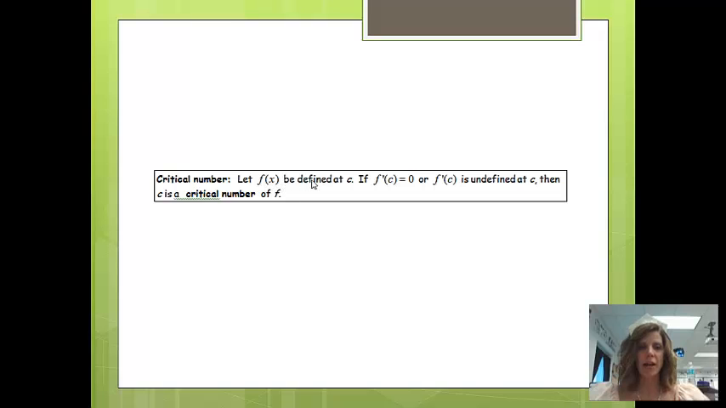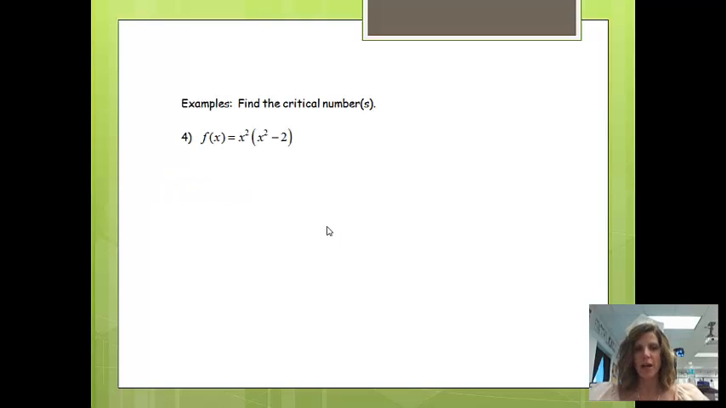So a critical number, let me read the definition. It says let f of x be defined at c. If f prime of c equals 0, or f prime of c is undefined, then c is a critical number of f. So what we're going to do, backing up the other way, is figure out where the derivative is equal to 0 or is undefined, and that's going to tell us something about the function. There's probably going to be a high point or a low point on the function.